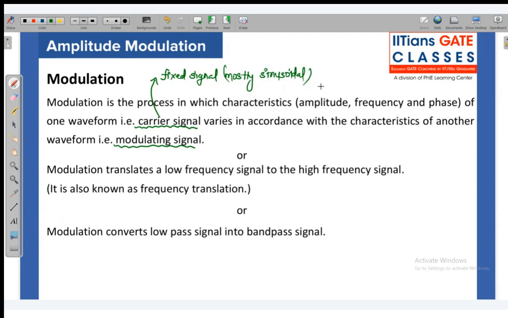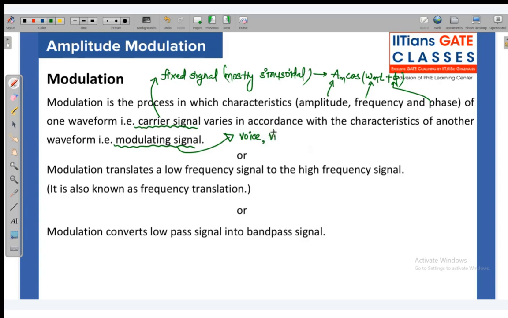Fixed signal means mostly sinusoidal we will take, and every sinusoidal signal can be represented in terms of its amplitude, frequency and phase. So in this way, we are saying that the characteristics are amplitude, frequency, and phase. These three things are fixed for any sinusoidal signal. So for any sinusoidal signal, these three parameters are the same. So we have to change these three parameters according to our message signal. What are the message signals? Message signals can be a voice signal, the way I am talking to you, so that is my voice. So my voice or speech signals are the same.